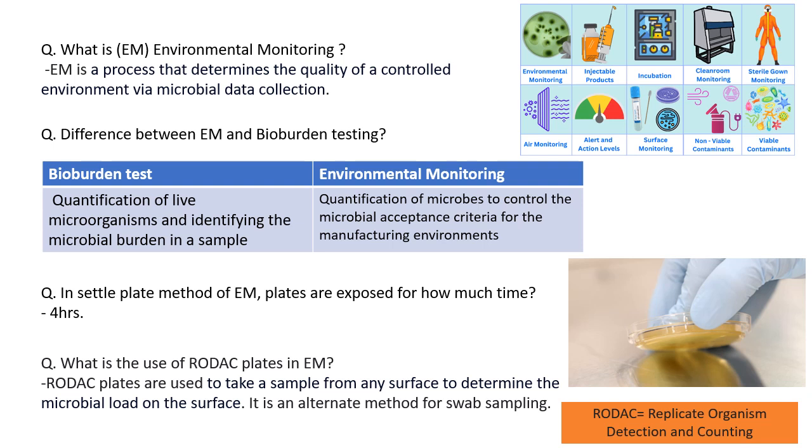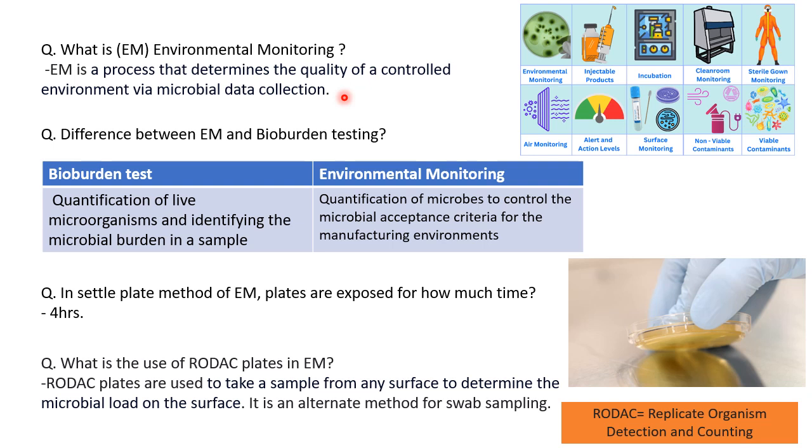Now, after bioburden, there is environmental monitoring. So, what is EM? EM is environmental monitoring, and it is a process that determines the quality of the controlled environment. Now, for example, you are working in a clean room area. Mostly the clean rooms are in QC, then in the production or packing area.